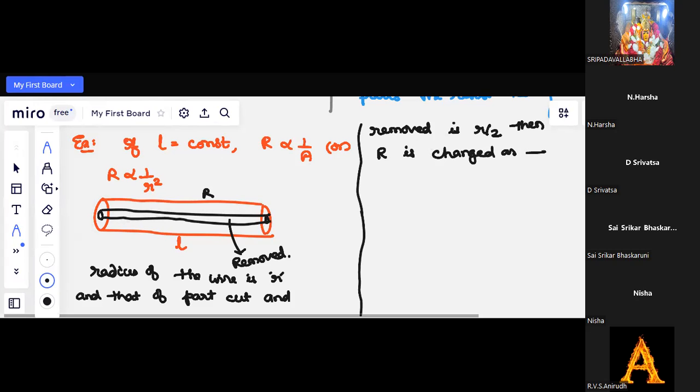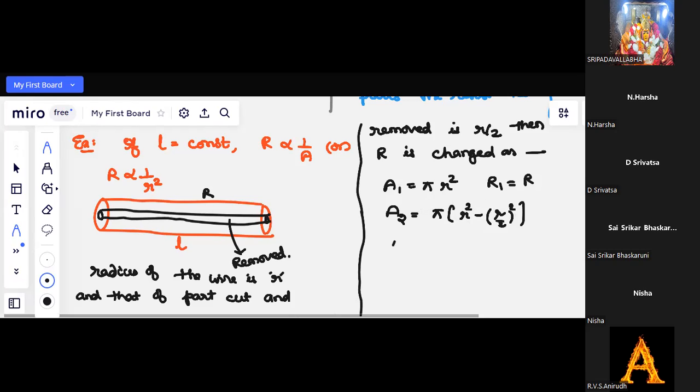Very simple. You can say the initial area of cross section is pi R square and resistance is R. Final area of cross section, since some part is cut and removed, is pi into R square minus R by 2 whole square. This is the area removed: A2 equals pi into R by 2 whole square cut and removed.